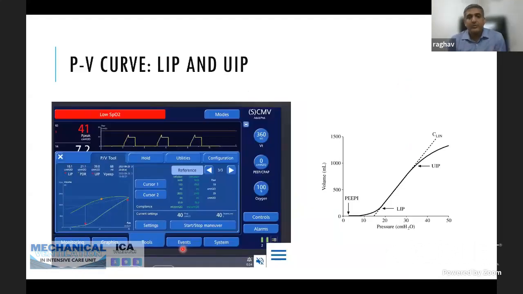So coming to the first method, which is the PV curve. For this, we need to construct a graph based on pressure on the x-axis and volume on the y-axis by giving very low flows to the patient. For performing this maneuver, some ventilators, for example, this screenshot is from a Hamilton G5 ventilator, have a special tool called the PV tool, which can construct a PV curve automatically at very low flows.